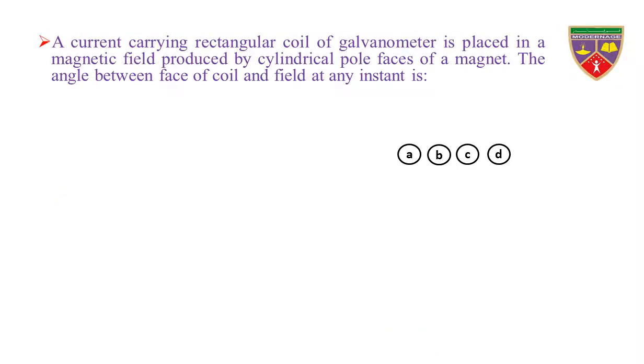A current carrying rectangular coil of a galvanometer is placed in a magnetic field produced by cylindrical pole faces of a magnet. The angle between the face of the coil and the field at any instant is: option A, 0 degree; option B, 45 degree; option C, 90 degree; option D, 135 degree. The key is 0 degree. Therefore, the correct option is A.